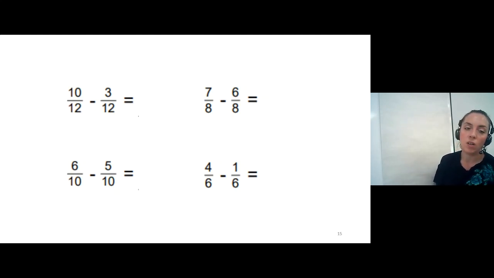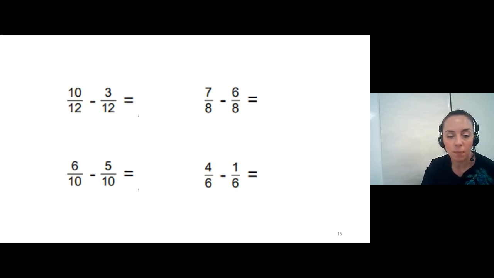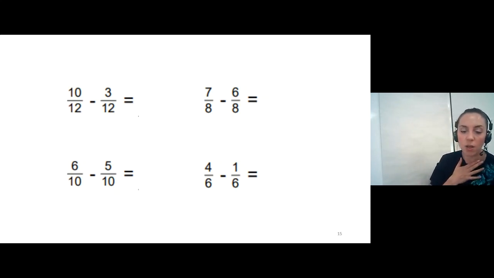So 10 over 12 minus 3 over 12. The denominators are the same, so we don't do anything with that. It's back over 12, and we just subtract the numerator. 10 minus 3 is 7, so that gives us 7 over 12. Just the same for the next one, the denominators are the same, so we stick with 8. We then subtract the numerator, 7 minus 6 is 1, to give us 1 over 8.